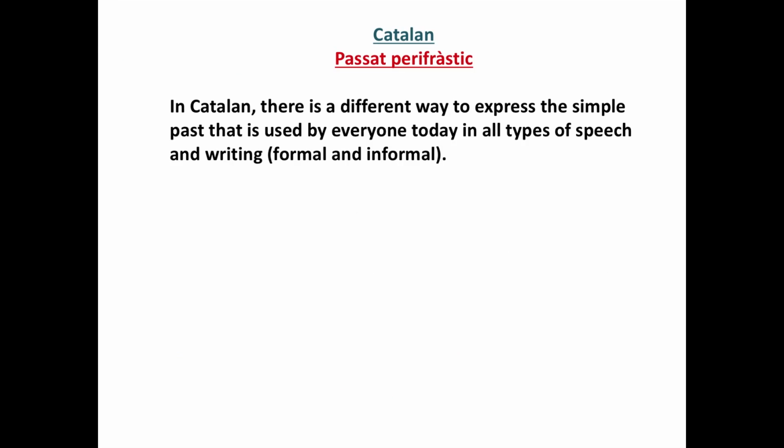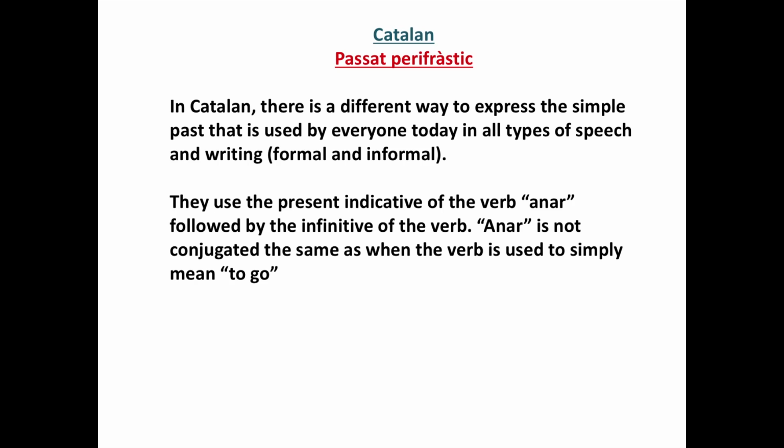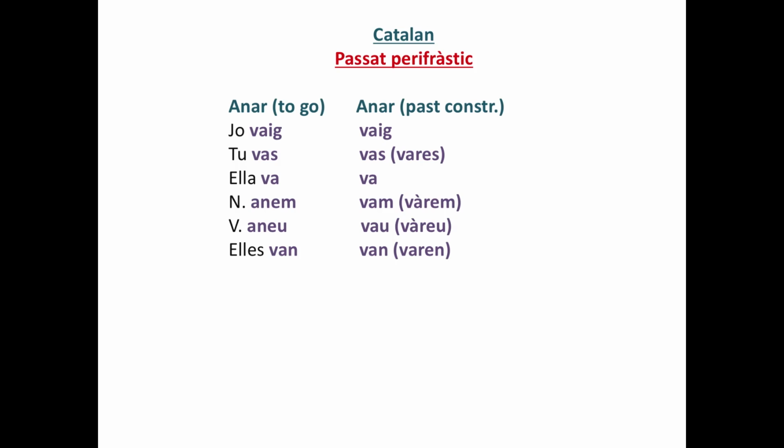In Catalan, there is a different way to express the simple past that is used by everyone today in all types of speech and writing. So there are two ways of saying the same exact thing. They use the present indicative of the verb anar followed by the infinitive of the verb. Anar is not conjugated the same as when the verb is used to simply mean to go. So for example, anar, to go, is on the left-hand side, and ana in the past construction is on the right-hand side. The ones in parentheses are variants, they mean exactly the same thing. You can use either interchangeably without any problem, without changing the meaning at all.